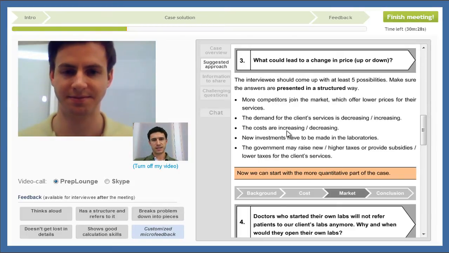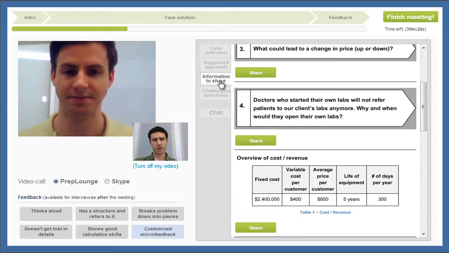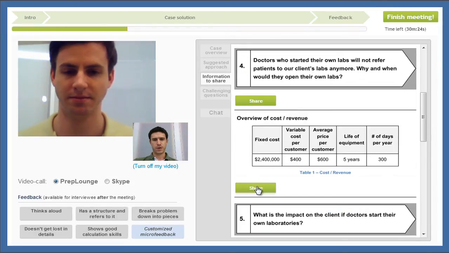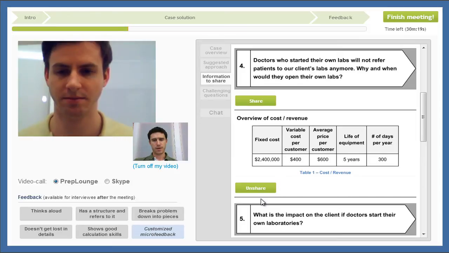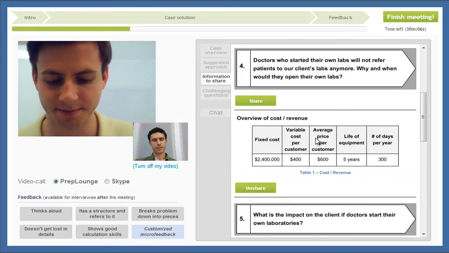So here's some information I'm going to share with you. An overview of cost and revenue, right? So how many customers per day are necessary for a lab to become profitable, for the doctor to open? Okay, yes, thank you. Let me just have a look.